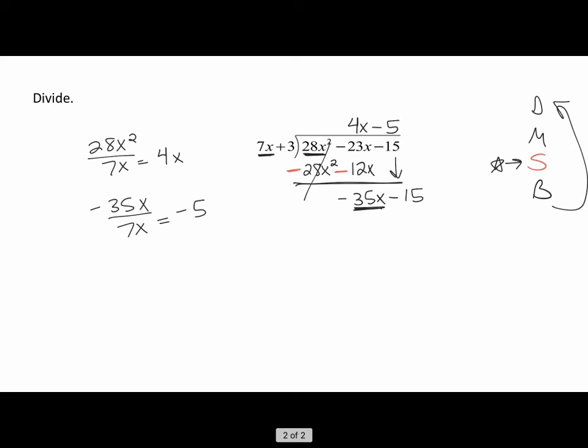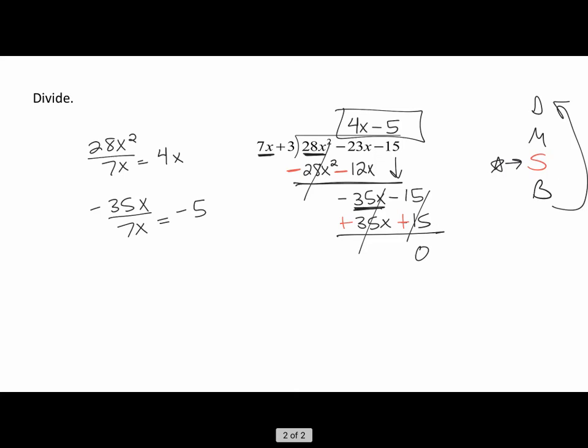Let's multiply by each term of the divisor. So negative 5 times 7x is negative 35x. Negative 5 times 3 is negative 15. Now we want to subtract, so I'm going to change those signs from negative to positive. When we subtract, that changes the signs. Cancels out the first term, and actually this cancels out too, so there is no remainder. The quotient from this polynomial division is 4x minus 5.